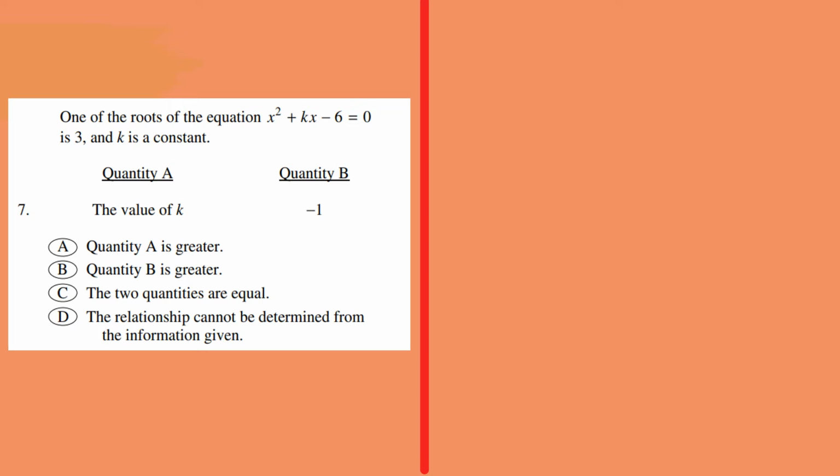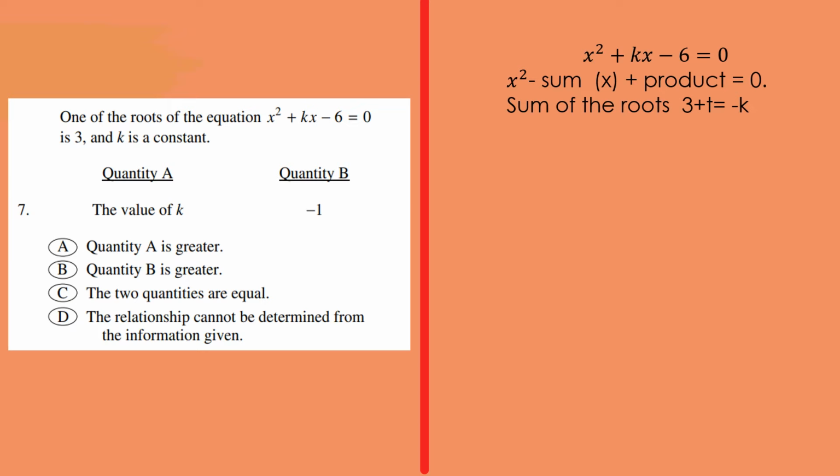is to find the constant k where the quadratic equation x squared plus kx minus 6 equal to 0 and one root of this equation is 3. If we have a quadratic equation x squared plus kx minus 6 equal to 0, it is usually x squared minus sum of the roots times x plus product of the roots equal to 0. So when we compare these two equations, we get the sum of the roots to be negative k.